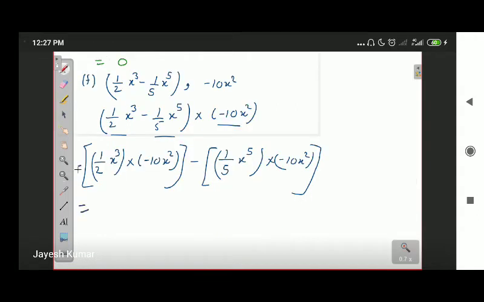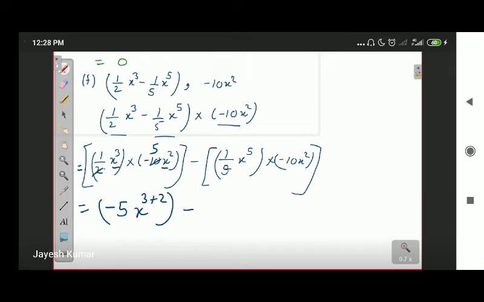Next, when 1 upon 2 is multiplied, constant is multiplied by constant, we will get 5. So this will be minus 5, and variable part is multiplied by variable part. X to the power 3 into x to the power 2 will be x to the power 3 plus 2. This is same as we did in the previous exercise.